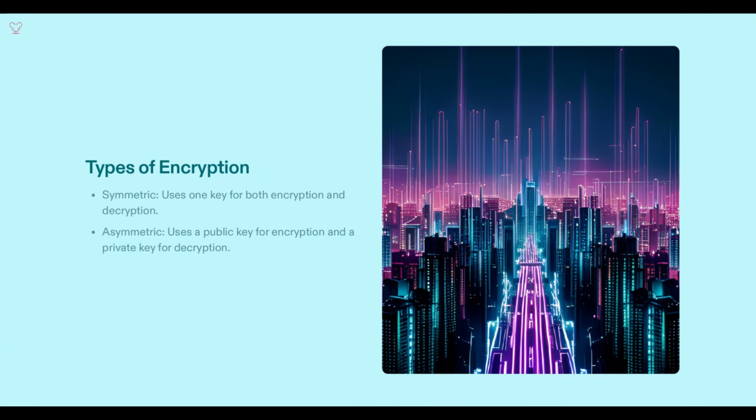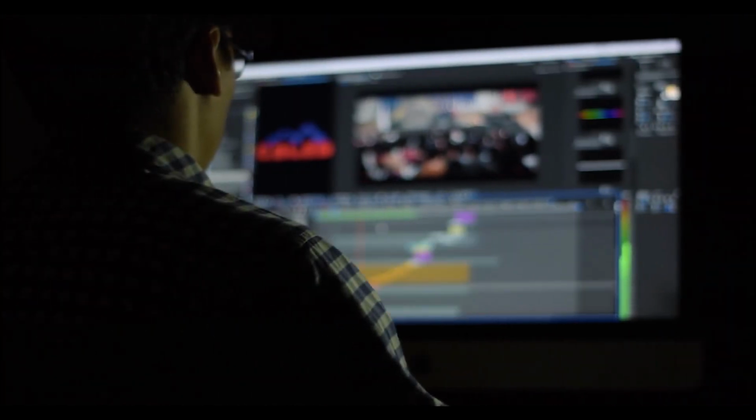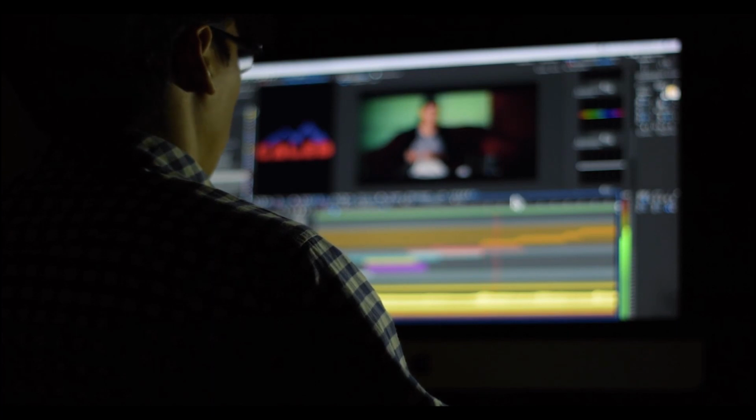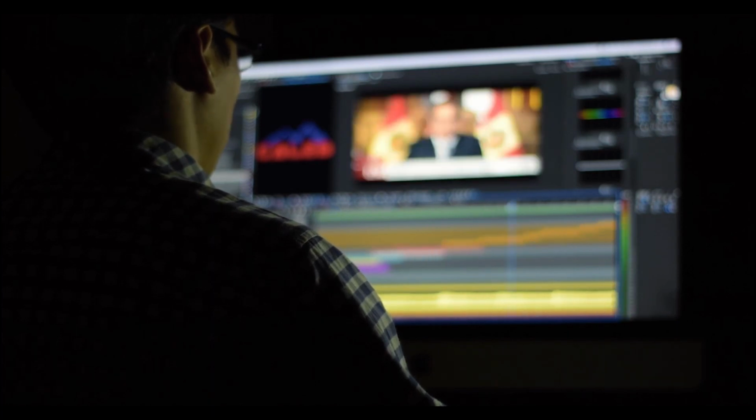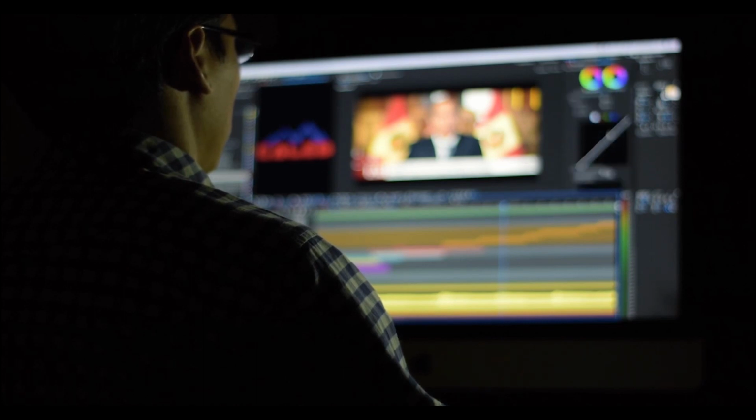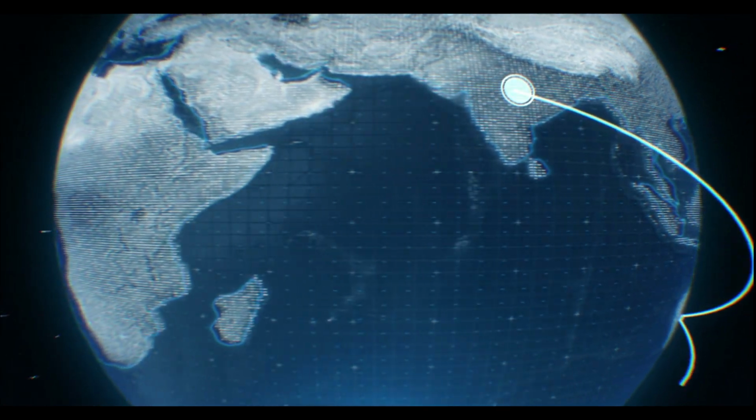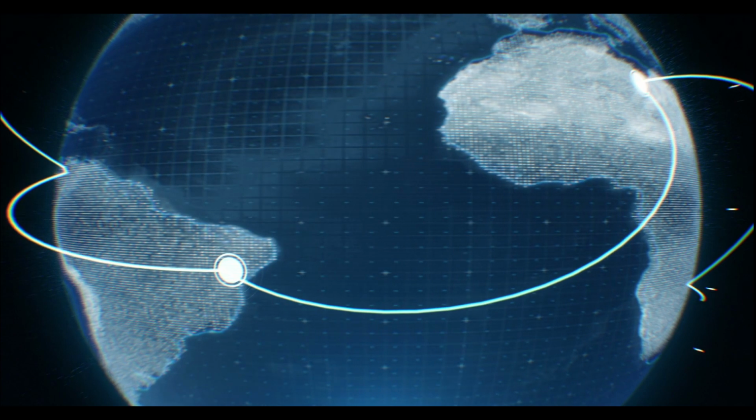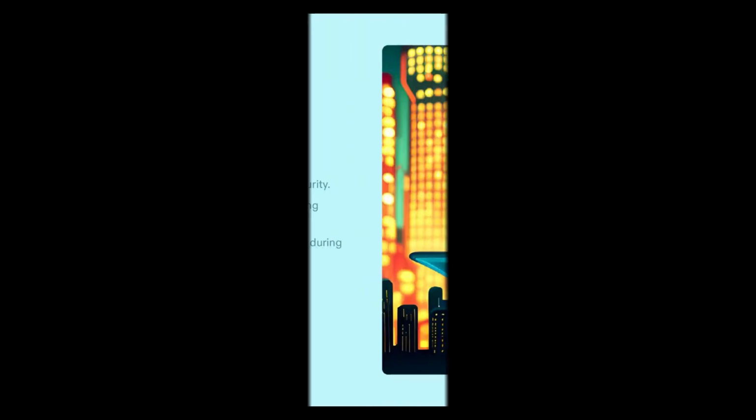There are two primary types of encryption: symmetric and asymmetric. Symmetric encryption uses a single key for both encryption and decryption. It's fast and efficient, making it ideal for everyday use. On the other hand, asymmetric encryption employs a pair of keys: a public key for encryption and a private key for decryption. This method is often used for secure communication and digital signatures.